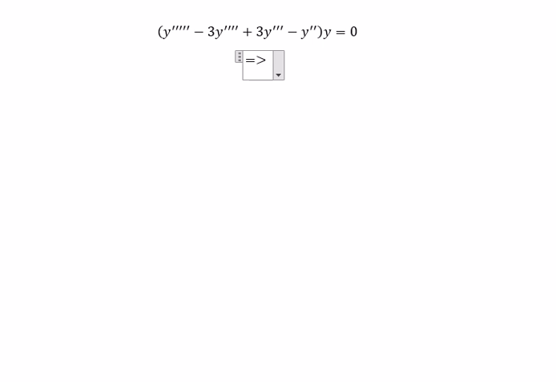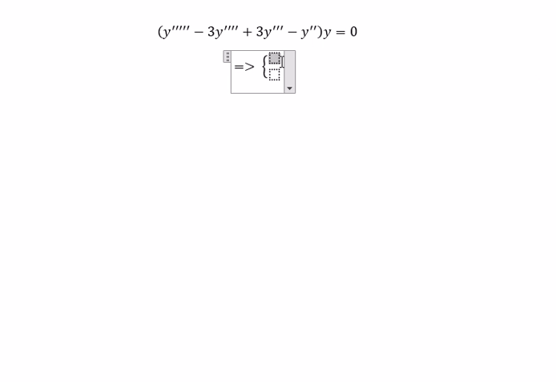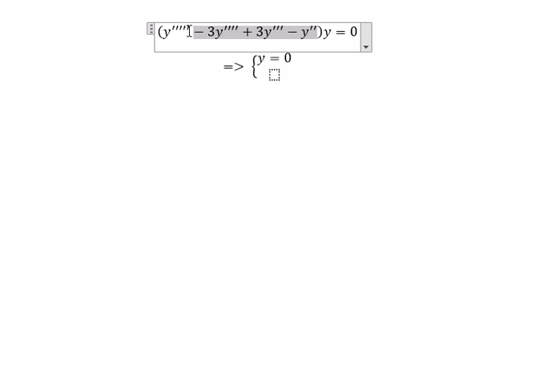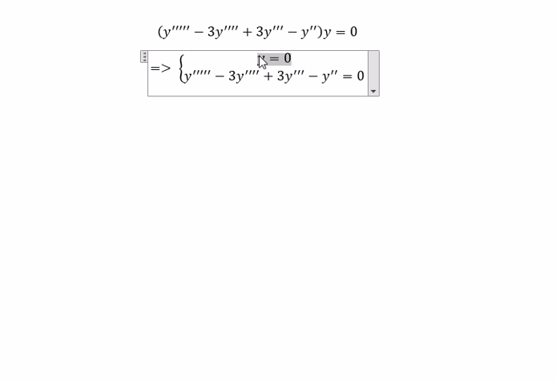If you see that there are two factors in here, it means we have two solutions. The first one, y equal to 0, and the second one, this one, equal to 0. So we just found one solution in here. Now let's go and find the last one.